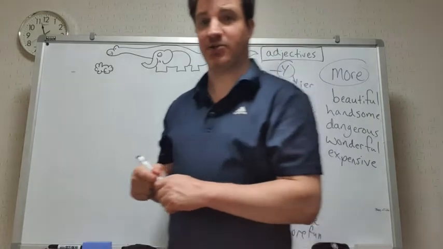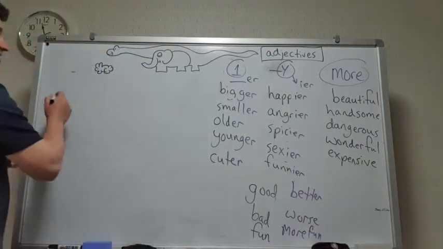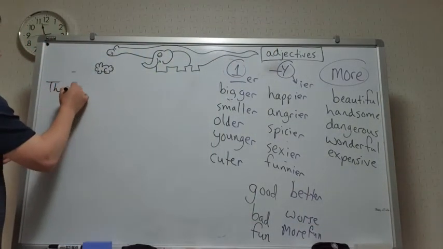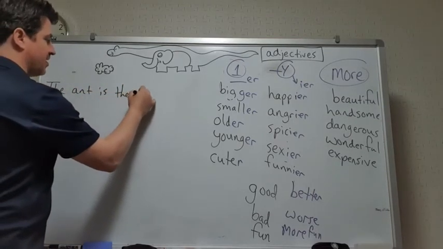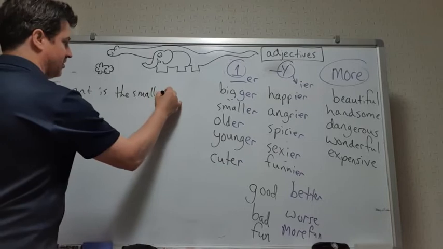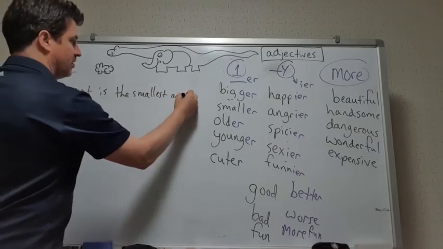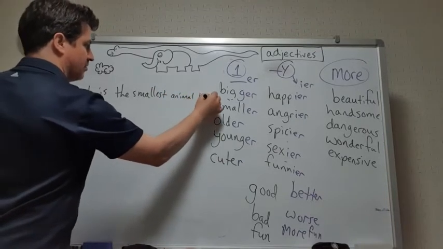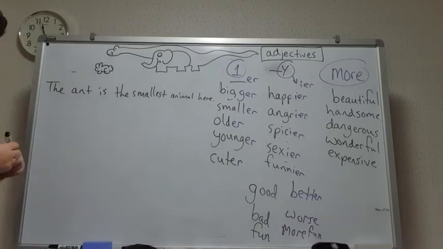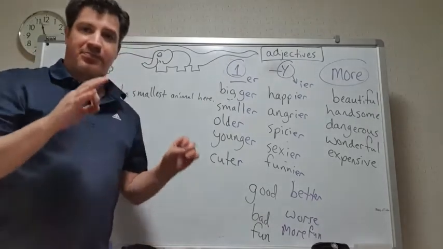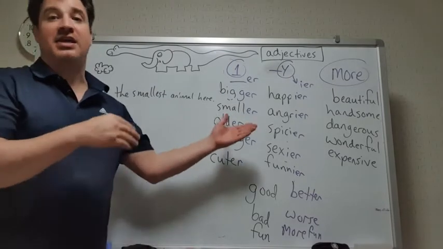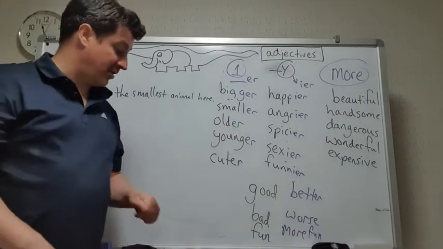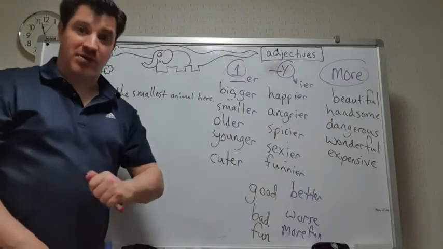To make it, you need to follow this style. The ant is the smallest animal here. Okay? This is the way you make this kind of sentence. It is, I think, easier than a comparative, but there are a couple important things to know.